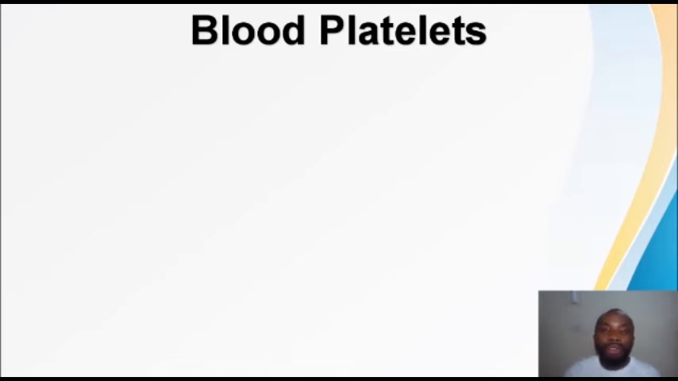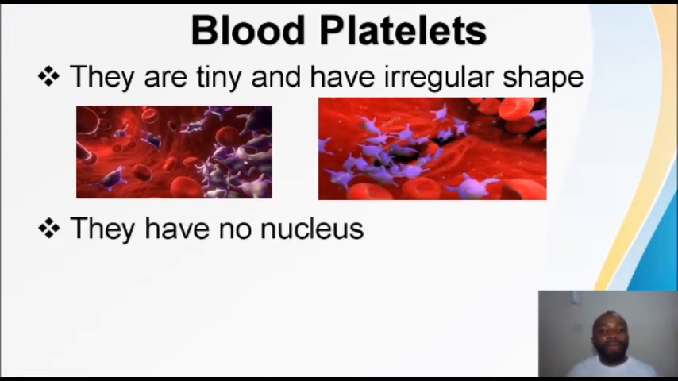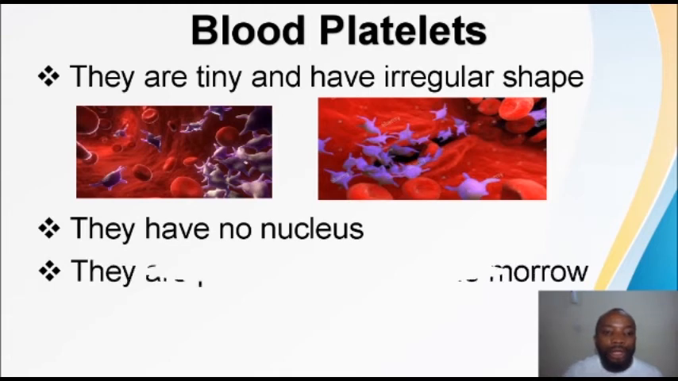Okay, now let's look at the last one, the blood platelets. The blood platelets are tiny and they have irregular shape. You see them here. This is the blood platelet. They are just tiny, but they have what? Irregular shape. They have no nucleus, like the red blood cell.